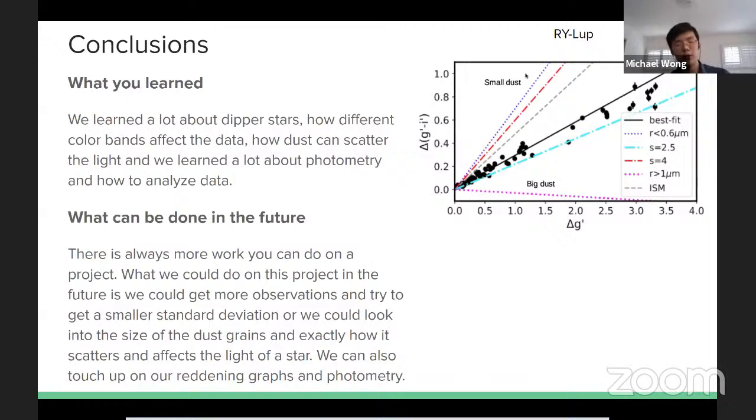In terms of what can be done in the future, one thing we could do is actually determine the size of the dust grains, as opposed to just figuring out whether it is small or big. We could also reanalyze our procedure for errors and touch up our reddening graphs and photometry.